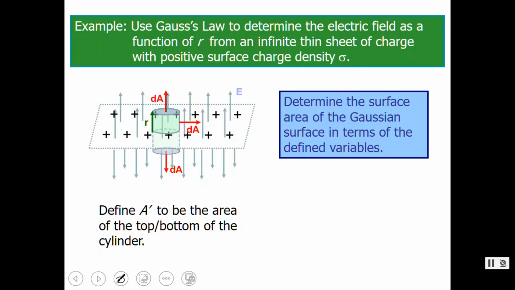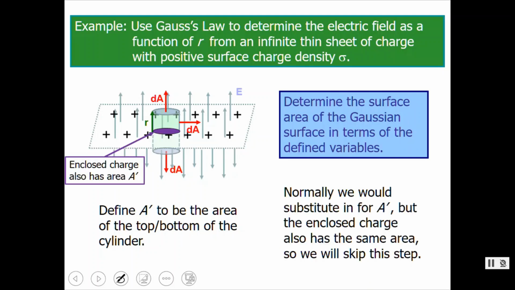So now we want to find the surface area. Our enclosed charge is just the portion of the sheet that is enclosed by the cylinder. That enclosed charge is also going to have an area of A prime, so the flux that's enclosed is based on that A prime as well. In this case, our enclosed charge has the same surface area as our cylinder. So that's nice. That doesn't always have to be true. We'll see some examples of that.